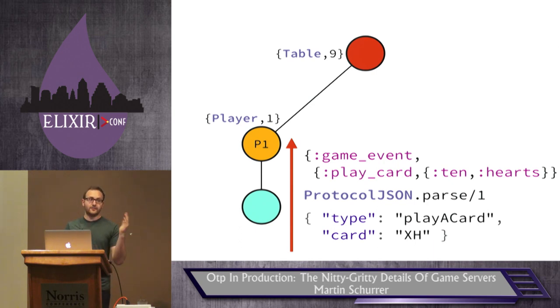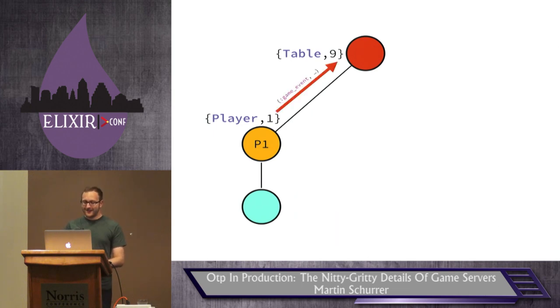And we had in the past, for example, protocol XML, so we could support Flash clients that did XML. But then we were like, XML is horrible, let's use JSON and throw that away. So then the player process knows, I'm playing at table number 9, so let's forward this event to the table. The table forwards it again to the current stage, and so on and so forth.